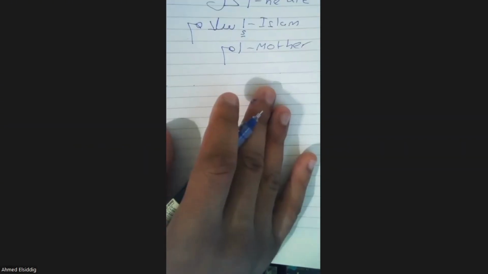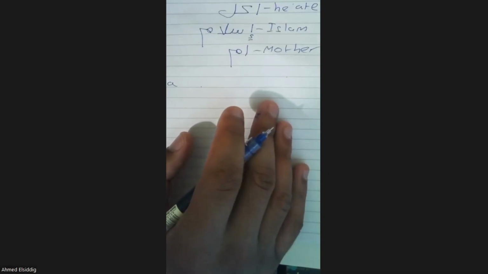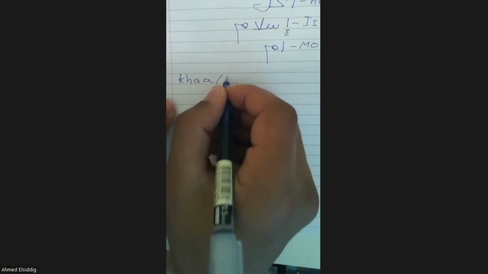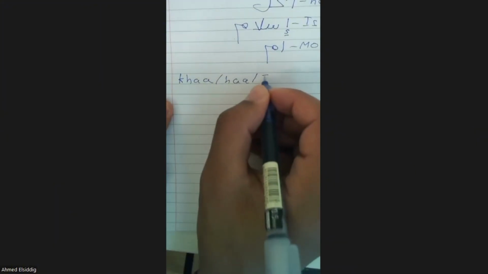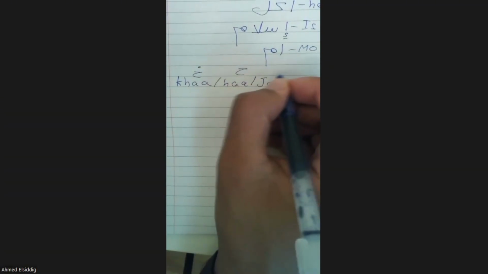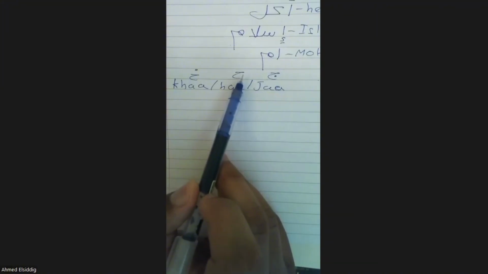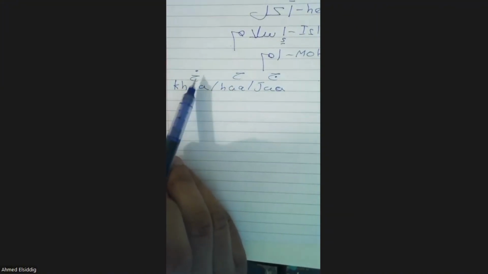This is one you need to learn because it has three similarities. There's Kha, and then there's Ha, and then there's Ja. They're all the same, right? So I'll write Kha or Ha or Ja. Kha is this one, Ha is this one, and Ja is this one. Ja has the dot in the middle, Ha has no dot, and Kha has the dot at the top, right?